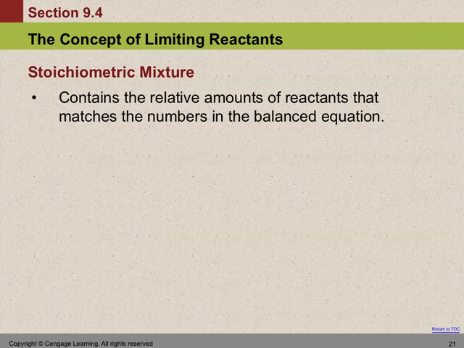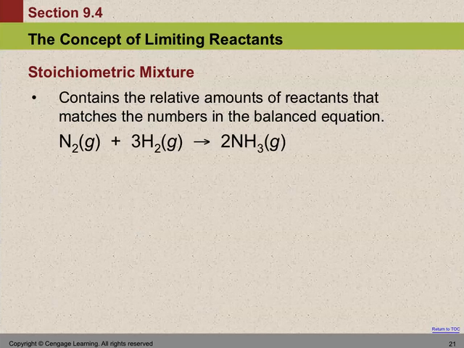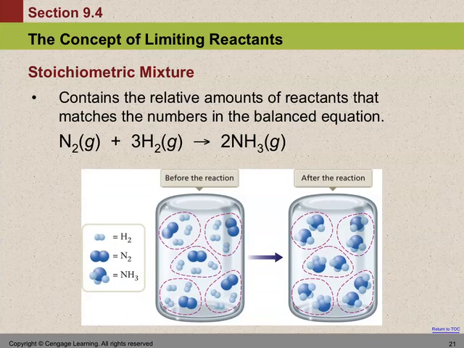So a stoichiometric mixture contains the relative amounts of reactants that match the numbers in the balanced equation. In other words, of the reactants, you've got the numbers of moles as they're given by the coefficients in the balanced chemical equation. If we look at nitrogen gas reacting with hydrogen gas to give ammonia, let's take a look at this example.